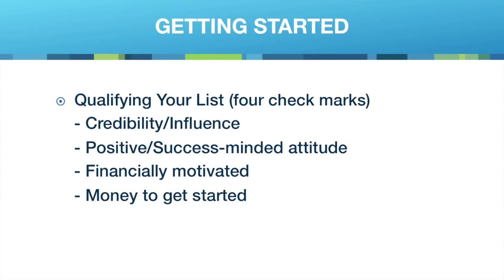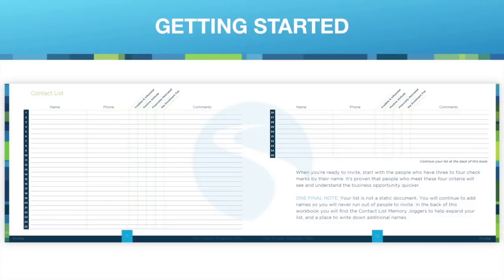This enables you to get off to the right start by contacting the right people on your list immediately. Now, we've provided a list for you in your Freedom Plan. You've got a blank document there that will allow you to write their names and put those check marks right next to their name, along with any notes and their phone number. So that's in your Freedom Plan. Be sure you use that contact list to get started with your business.